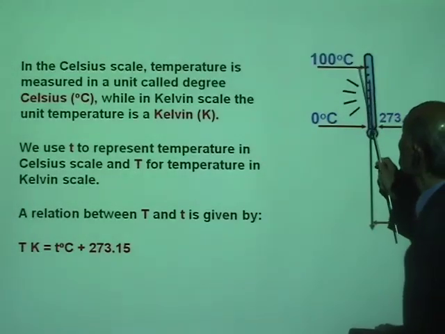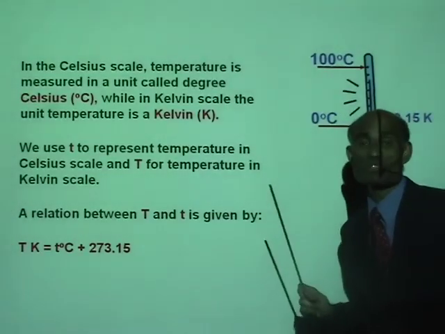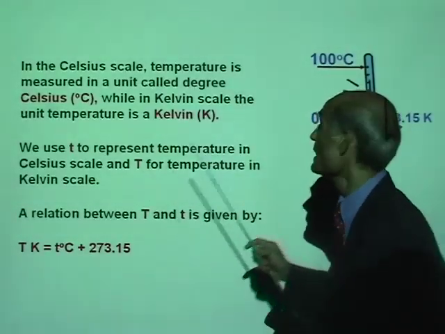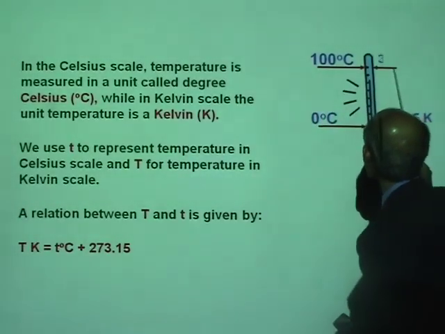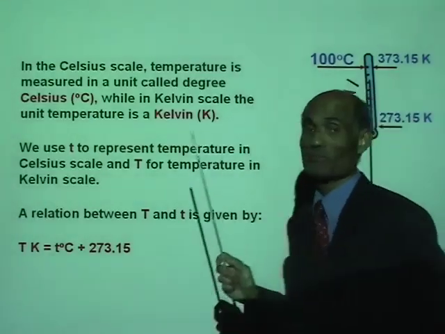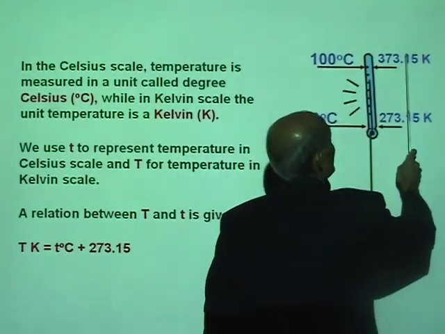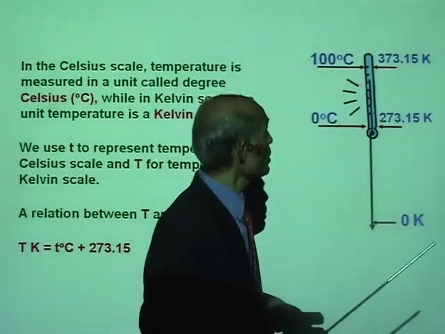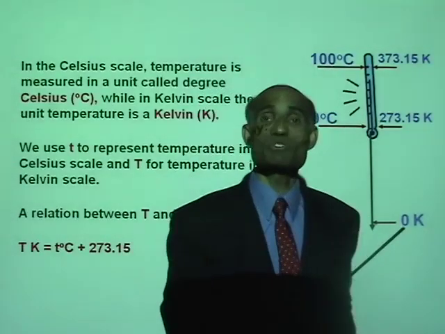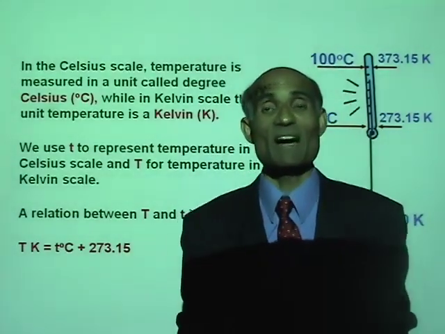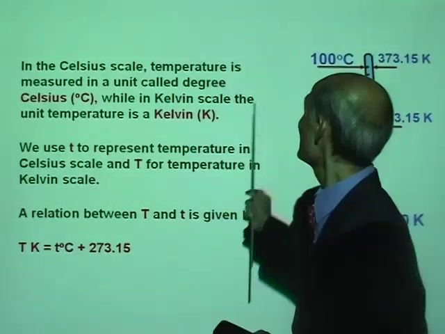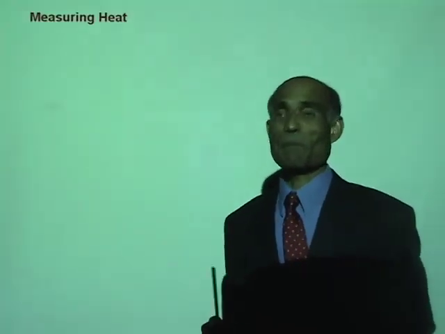And 100 degrees Celsius, that is the temperature at which water boils. In Kelvin, it will be 373 kelvins. All right, I'm ignoring that decimal part. So a relation between temperature in degrees Celsius and temperature in Kelvin, it is good to know that.